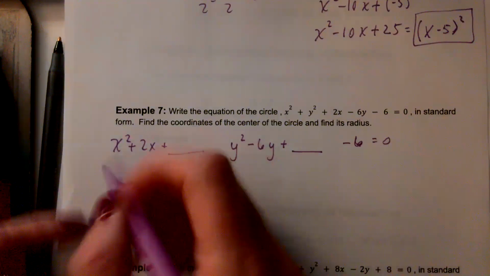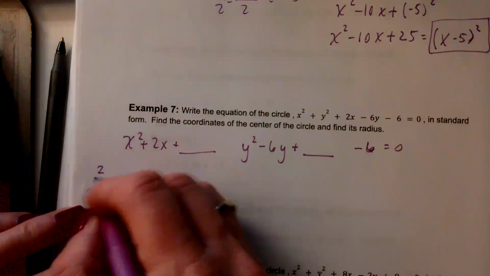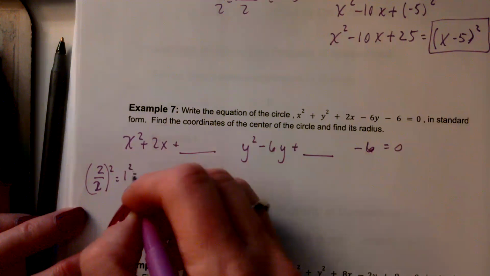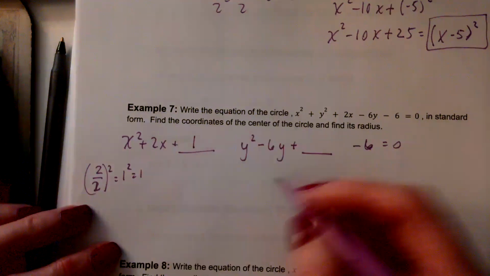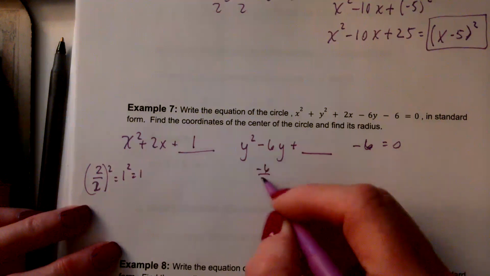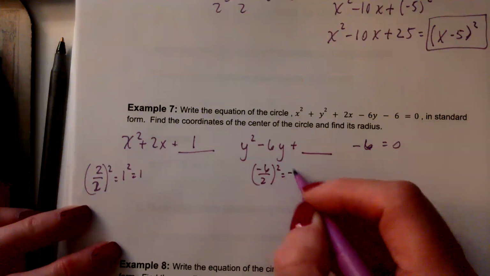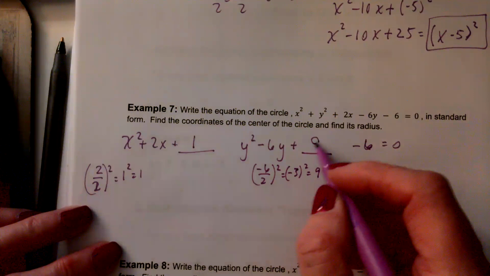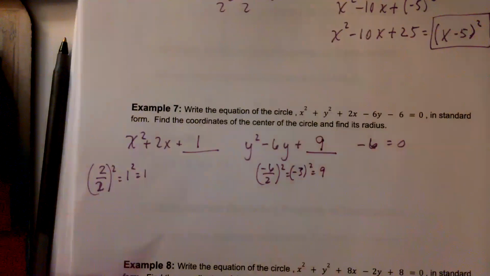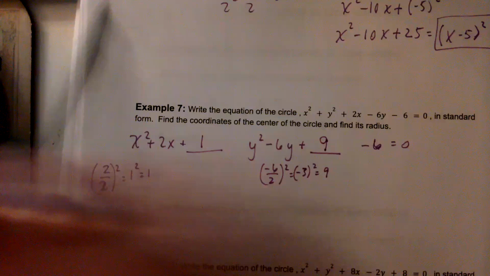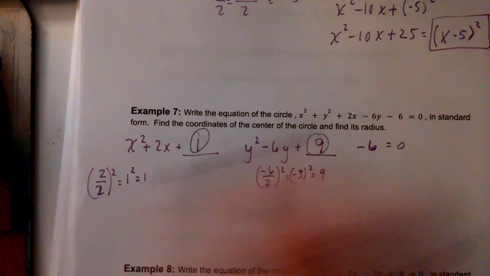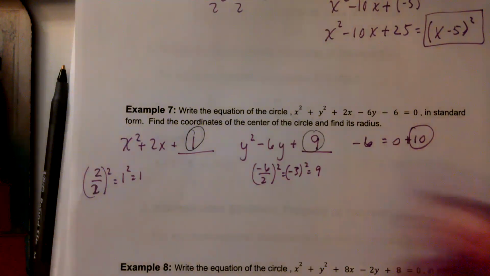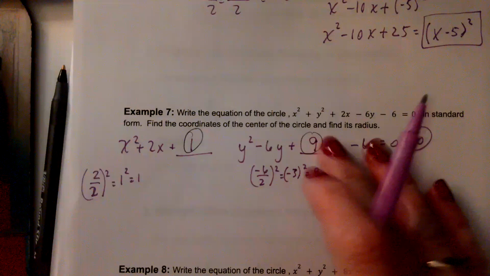Okay, so if I take 2 and divide that by 2 and square it, I get 1 squared, which is 1. So I just have to add 1. And then here, if I take a negative 6 and divide it by 2 and square it, a negative 3 squared is 9. So I'm adding 9 here. So I have to circle what I'm adding. So I've got a 1 and a 9. So I added 10, so I have to add 10 to the right as well. Because whatever I'm adding, I have to even it out.